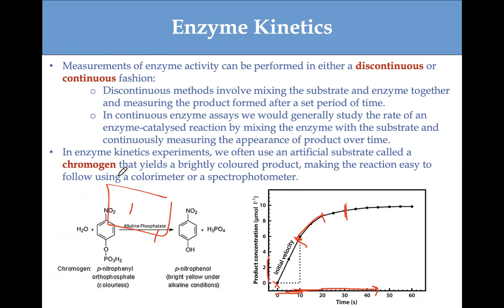The continuous fashion, they will add their substrate, they will add their enzyme, and they will be obtaining a measurement at each and every point of time. So at 1 second, 2 seconds, 5 seconds, 10 seconds, and etc. Also for the machine, to make it easier for the machine to follow the reaction, they add chromogen. So chromogen, when it gets catalyzed by the enzyme and yields a product, the product will be colored or fluoresce. So that's the concept behind chromogen.